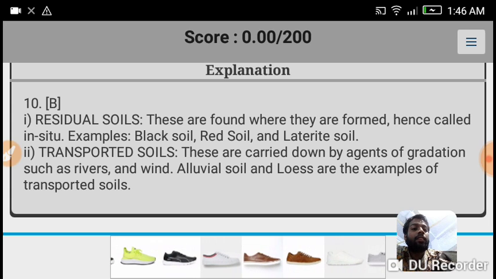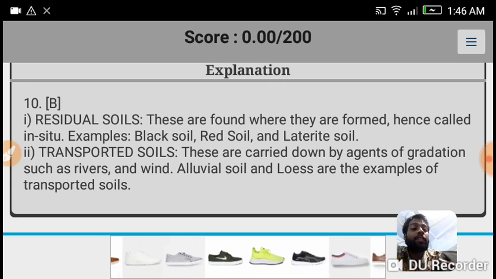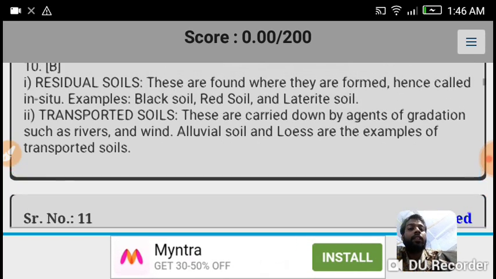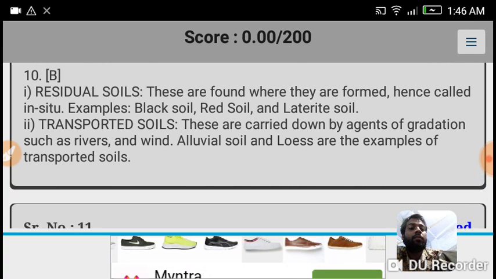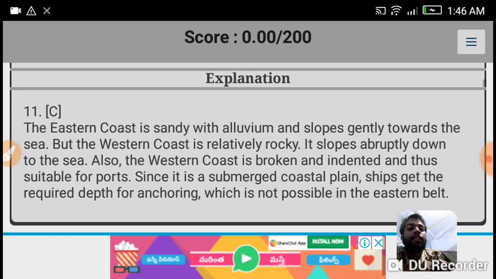Transported soils are carried mainly by agents of gradation such as rivers and winds. Alluvial soils and loess are examples of transported soil, not residual soil. Residual soils are mainly found where they are formed: black soil, red soil, and laterite.